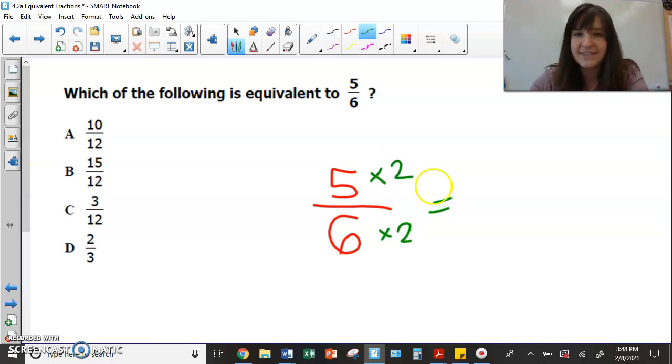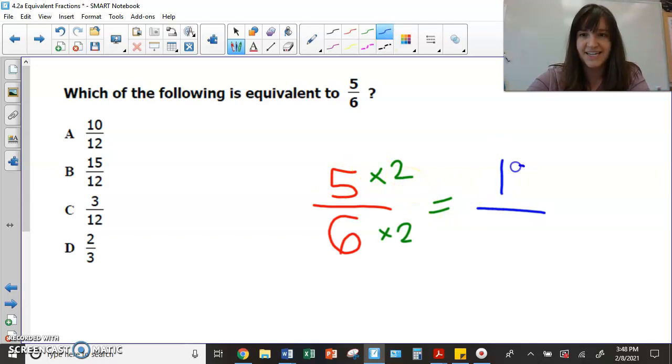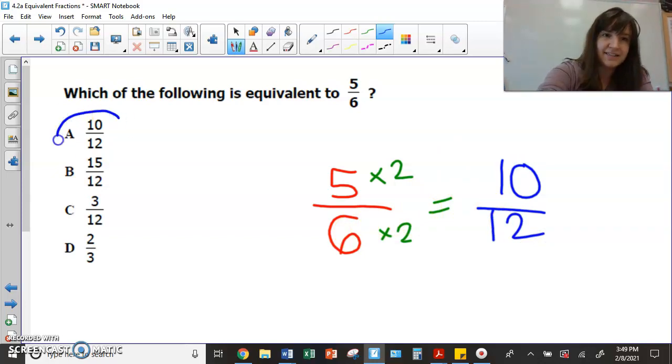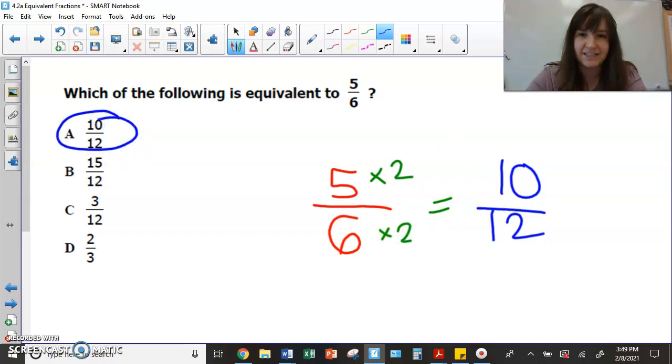When I'm doing that, I'm multiplying it by 2 halves, which is equal to 1 whole. So that's going to give me an equivalent fraction. Remember, whatever I do to the top, I have to do to the bottom. I have to keep it fair. So I multiply straight across. 5 times 2 is equal to 10, and 6 times 2 is equal to 12. That gives me 10/12. I see that over here. So A is my answer.